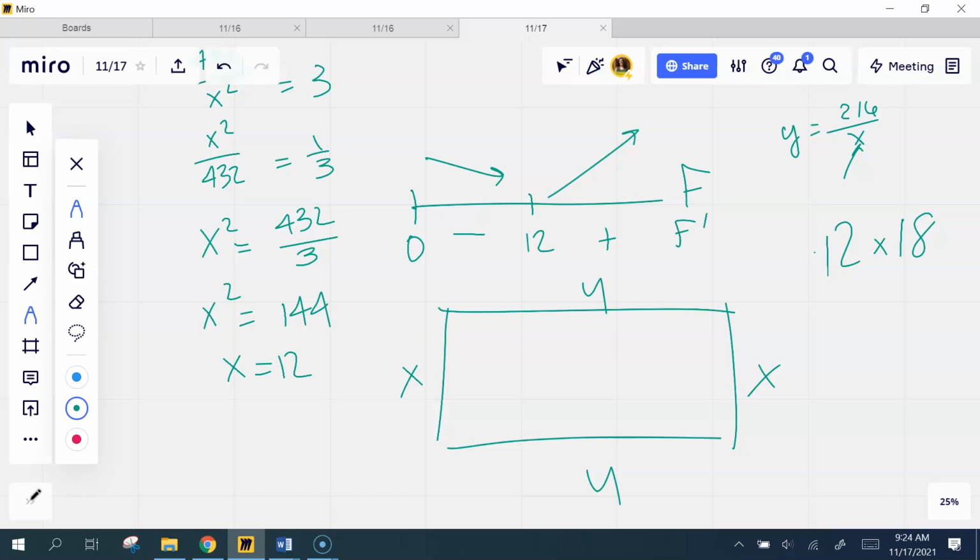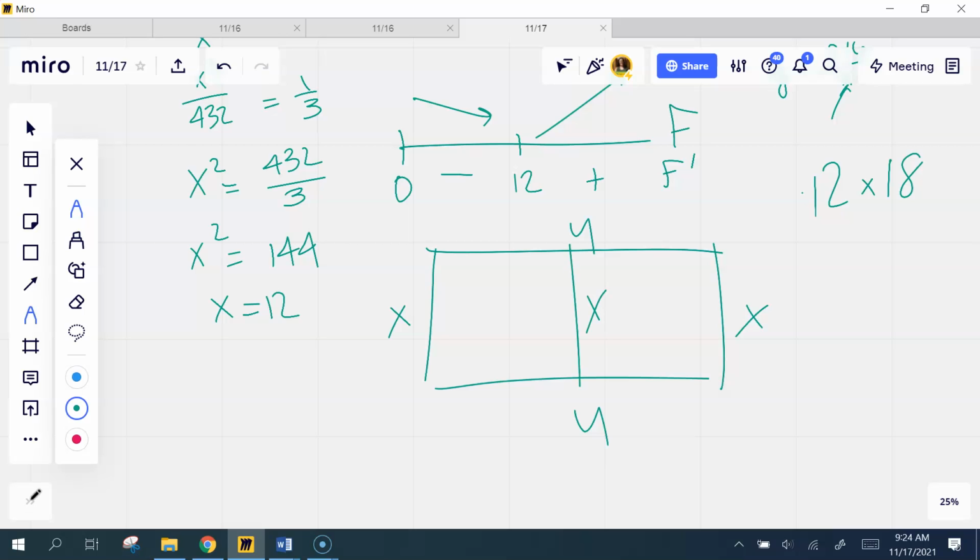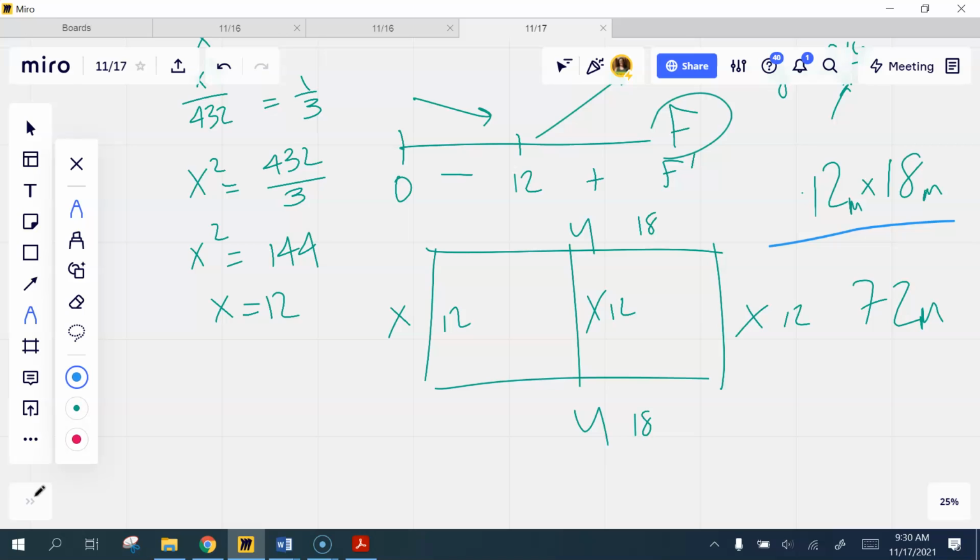And then it asked me, not just what the outer dimensions are, but also how much total fencing will be needed. Remember, I have another fence here. So it's going to be 18, 18, 12, 12, 12. So I need 72 meters of fencing. This is 12 meters by 18. They ask for both the dimensions at the end as well as the total optimization question.